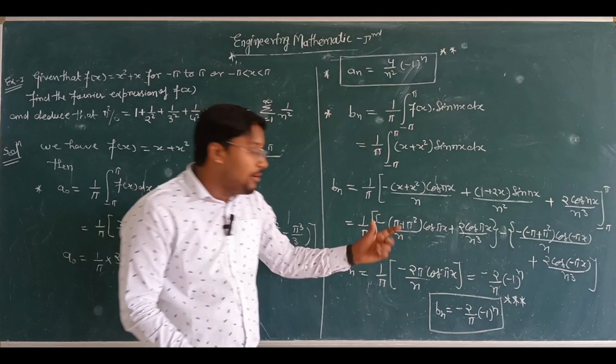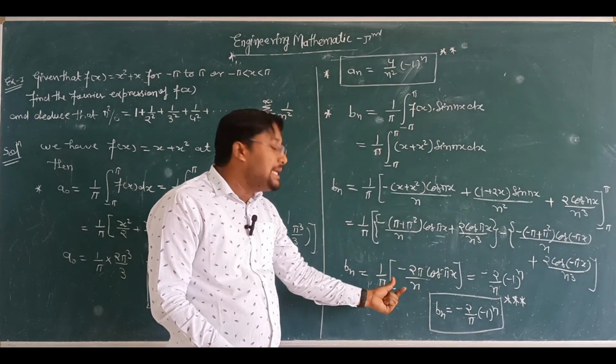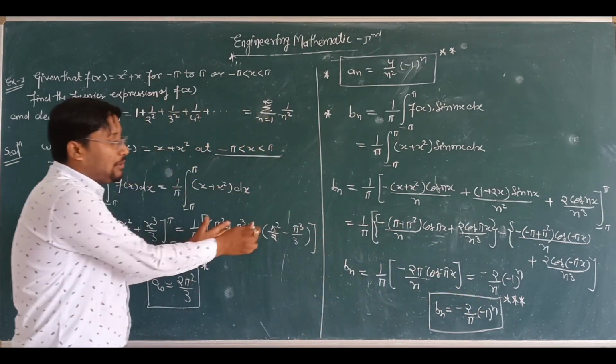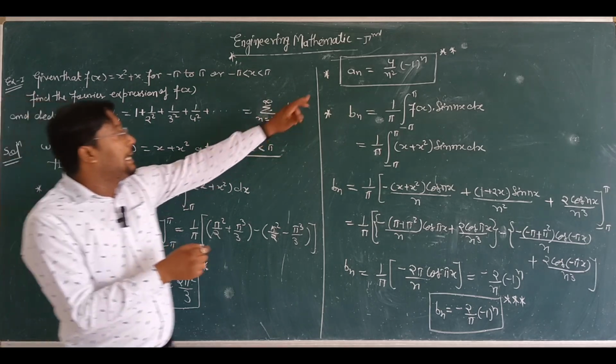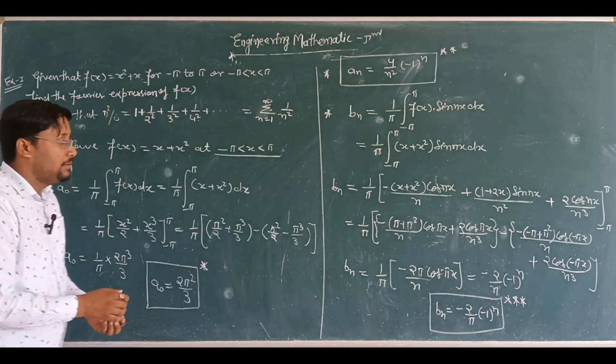Now again find the value of B1, B2, B3 and so on. Now you can note down again this step. This is very important. Please remember the Fourier coefficient values of A0, An and Bn.